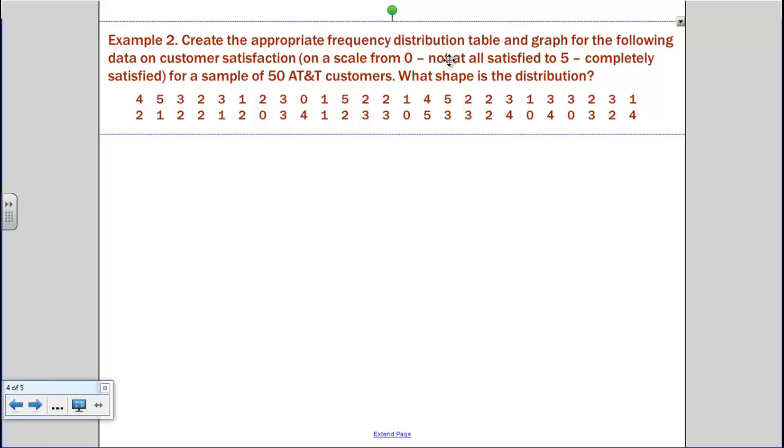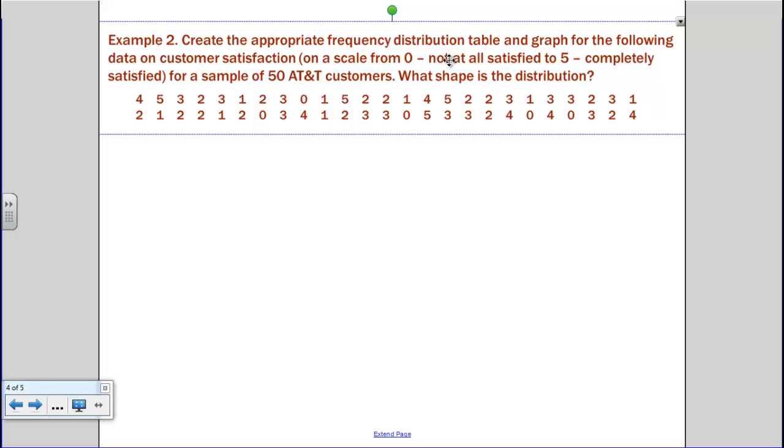So looking at that, I know that I'm looking at an interval scale, so the graph that I'd want to use would be a histogram, or you could use a polygon. I like histograms. If you have a preference for polygons, that's fine as well. Both are appropriate for interval data.